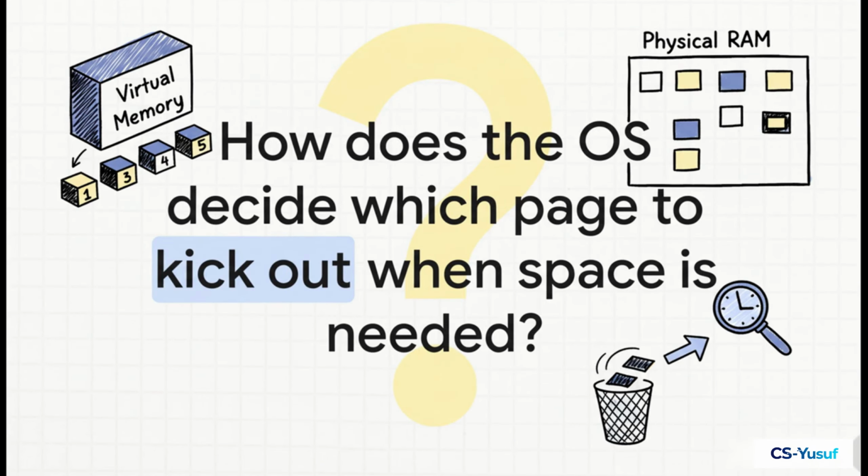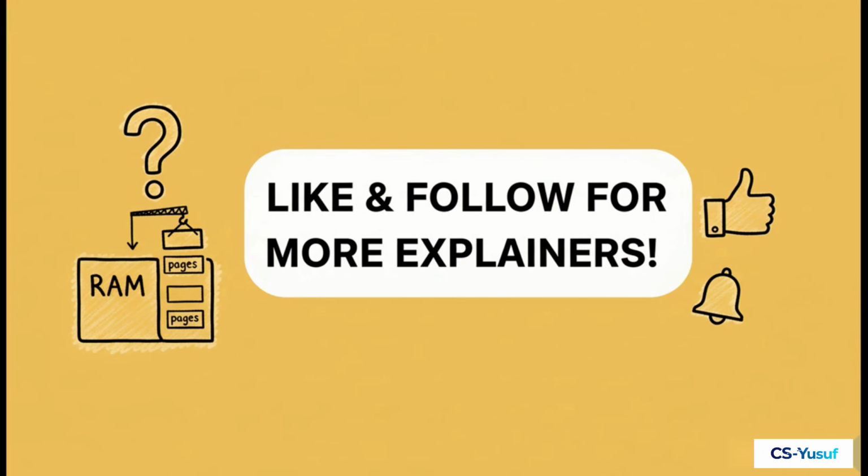Of course, this introduces a fascinating new puzzle. If your RAM is completely full and the OS needs to load a new page from the disk, it has to make room. It has to evict a page that's currently in RAM. But which one? How does it choose which page to kick out so that it causes the least amount of disruption? That question, the art and science of page replacement algorithms, is a fantastic topic all by itself, and it's exactly where we're going in our next explainer.